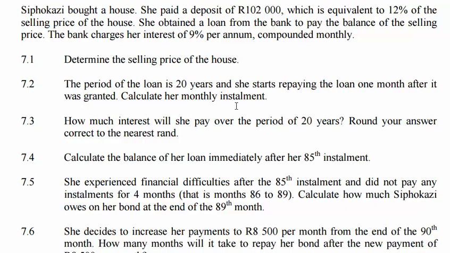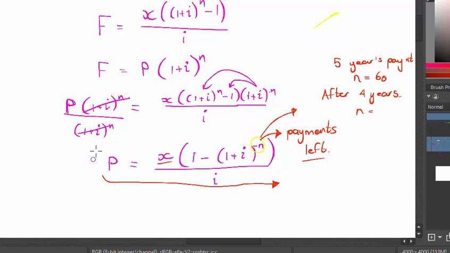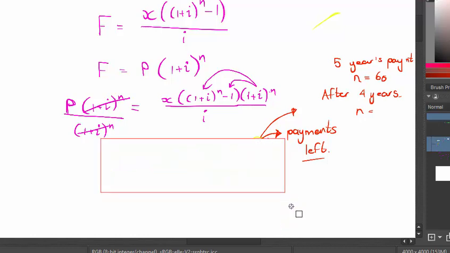Calculate the balance of her loan after the 85th installment. So which formula are we using? The balance of her loan means how much does she still owe? Are we still using the annuity formulas? Helena? We are. That's what I've been teaching you now the last 5 minutes. This formula is what calculates the balance of a loan.